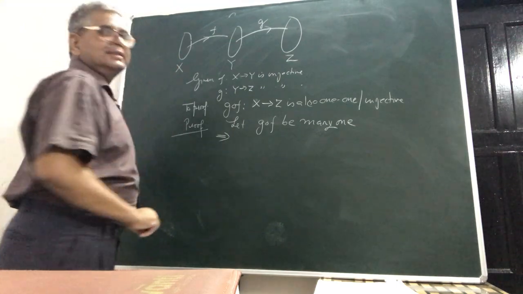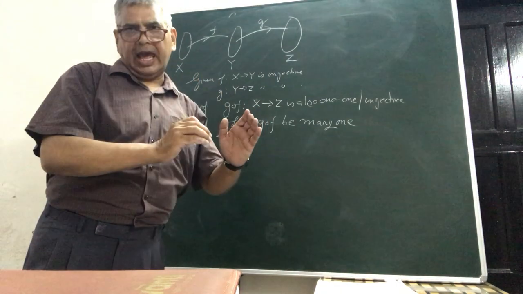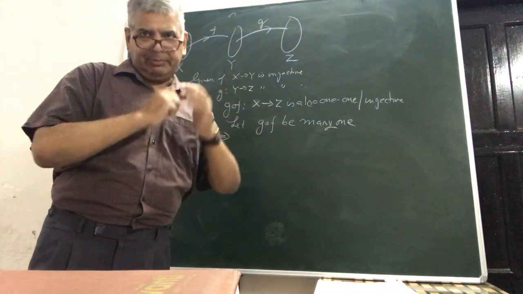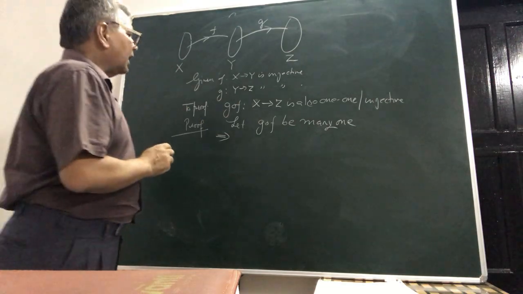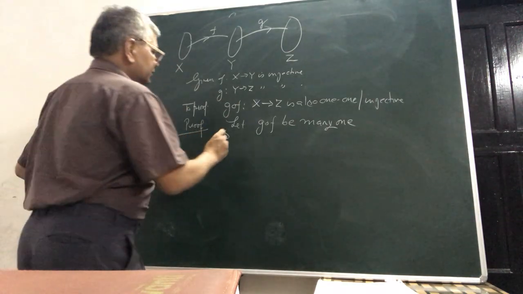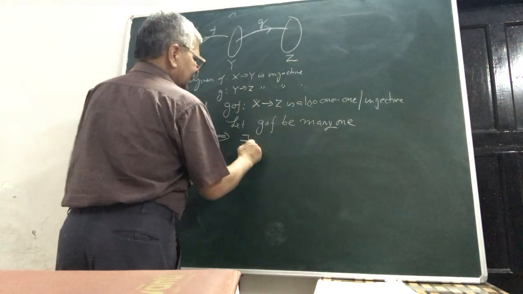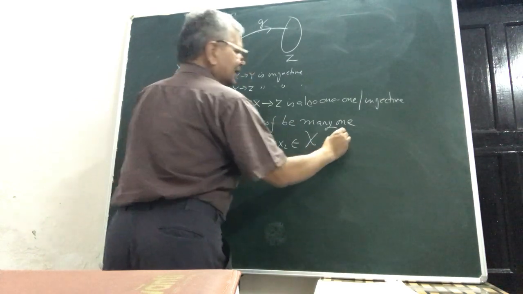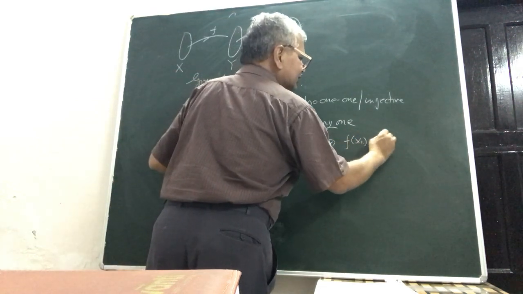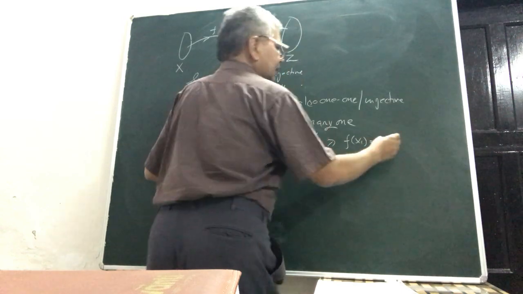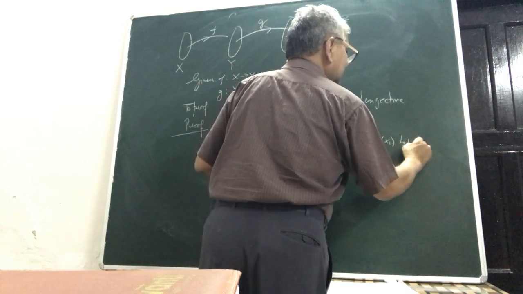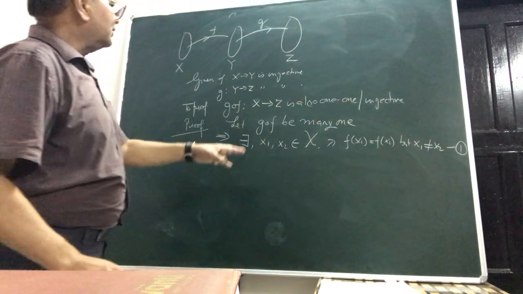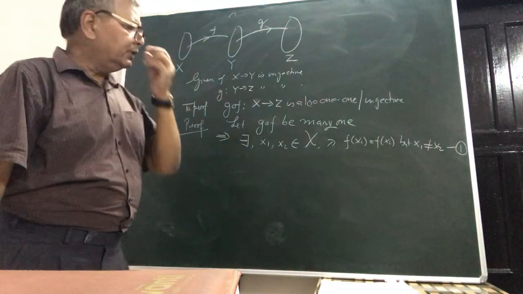Many-one implies that there will exist two distinct elements in the domain which have the same images in the codomain, and these elements will be distinct. This implies there exist x1, x2 elements in capital X such that f(x1) is equal to f(x2), but x1 is not equal to x2. Say this is result 1, and x1, x2 are obviously elements of the domain.